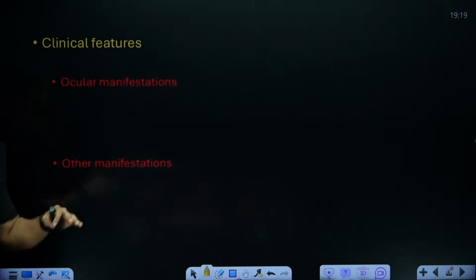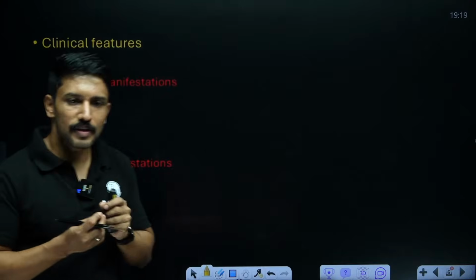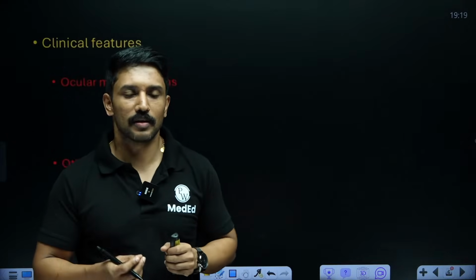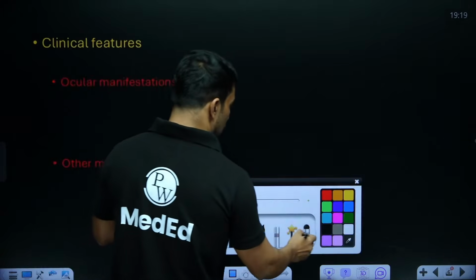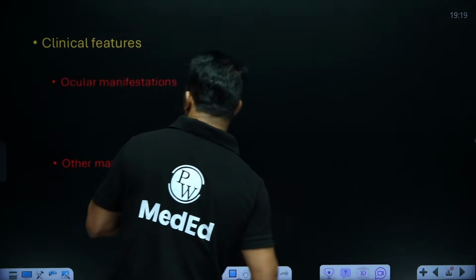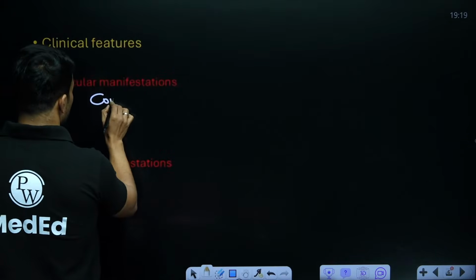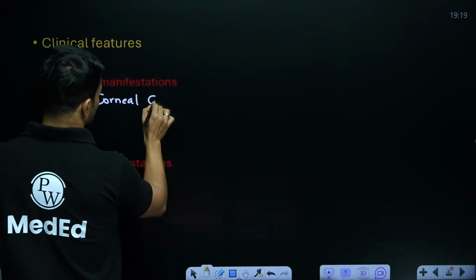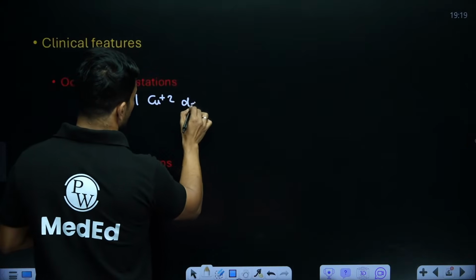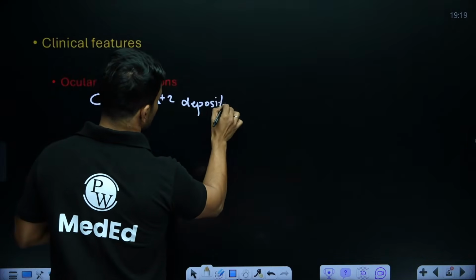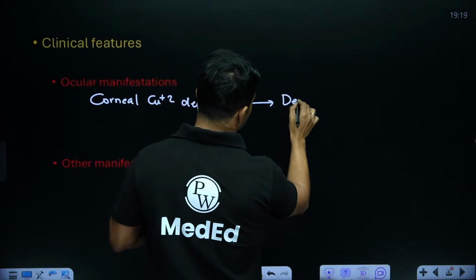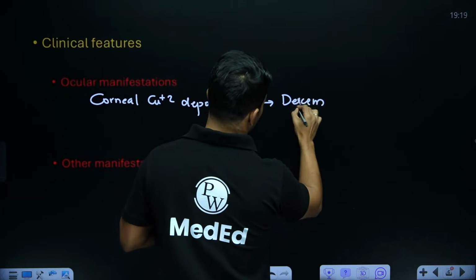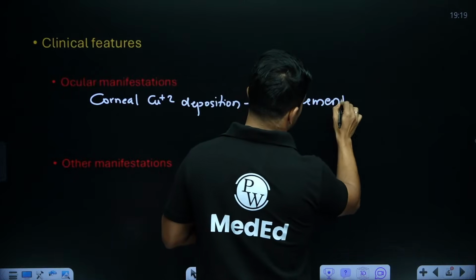There can be involvement of the eye. So, one of the sites where this copper gets deposited in the eye is the cornea. And when it comes to the cornea, particularly they ask which layer. There will be corneal copper deposition, and corneal copper deposition primarily occurs in the Descemet's membrane.